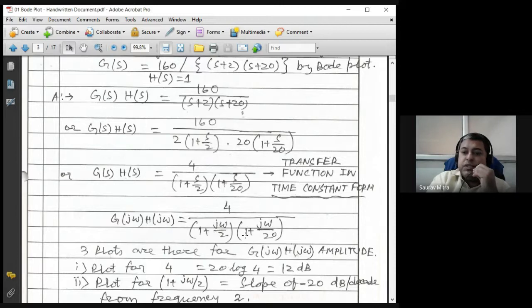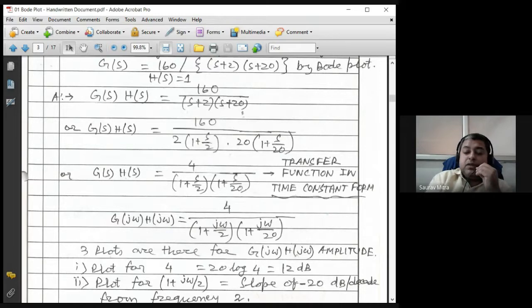Okay, s by something means 2 is a corner frequency and this is a pole. That means from 2 comma 0, a minus 20 dB per decade line is to be drawn. That will be the Bode plot of the first term. From 20 comma 0, a minus 20 dB per decade line has to be drawn. This is actually the Bode plot of 1 plus s by 20. And what is 4? 4 means it will be a line parallel to the 0 dB line, and the height will be 20 log of 4, which is equal to 12 dB. So it will be a parallel line with respect to the 0 dB line, which will not have any slope.